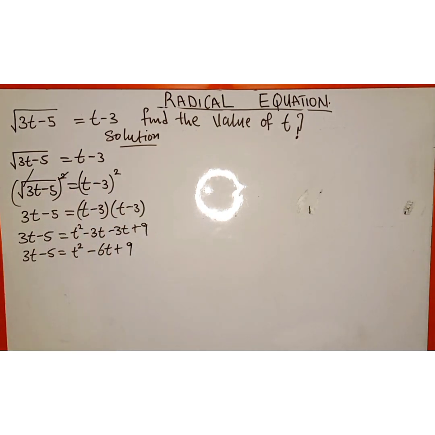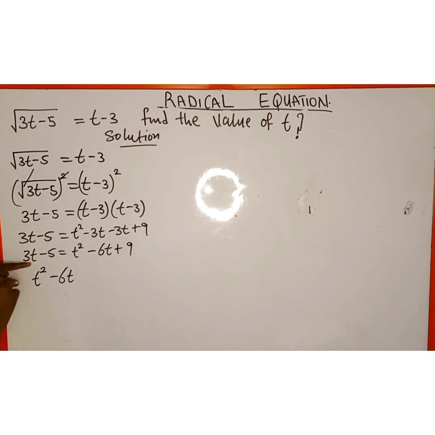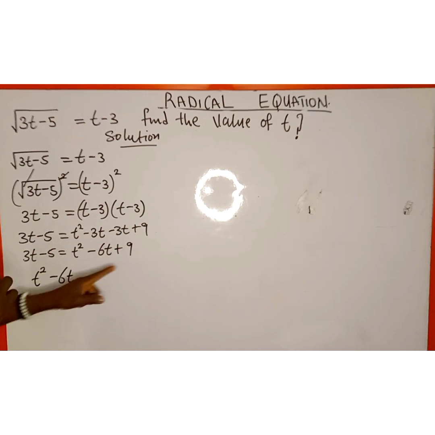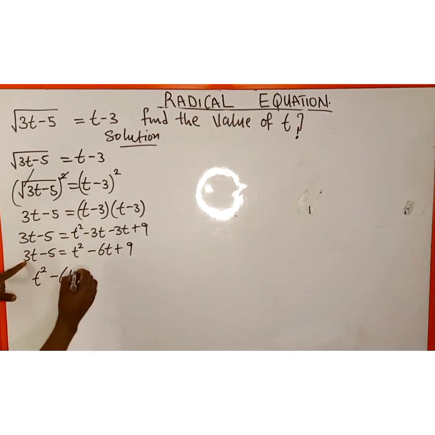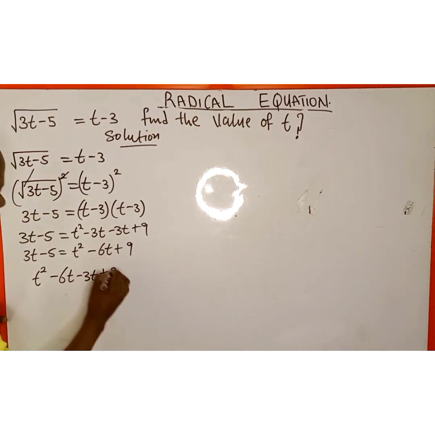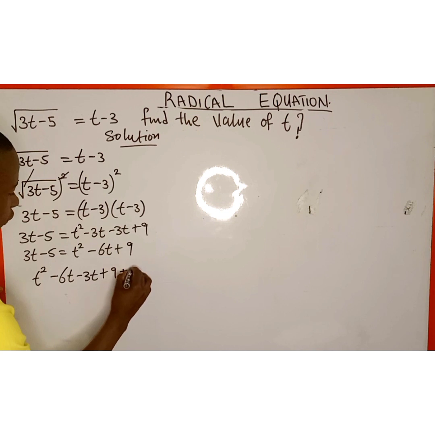So the next thing for us to do is to rearrange our expression, starting from the one that has the highest power of the variable, which is t. So we're going to start from t squared, then the next, minus 6t. So we have 3t here. This 3t is going to cross this equality sign to make this negative 6t into negative 9t. We have positive 9 here, and we have negative 5 here as the constant. It's going to change from negative 5 to positive 5.